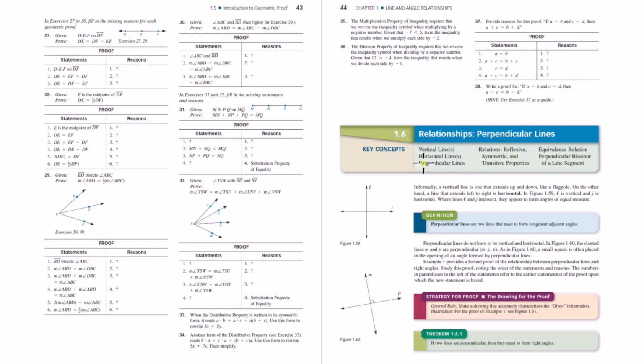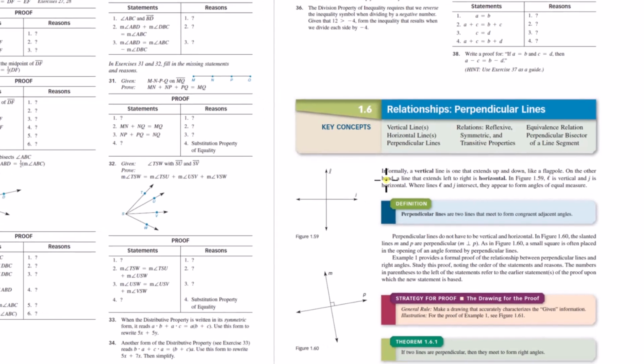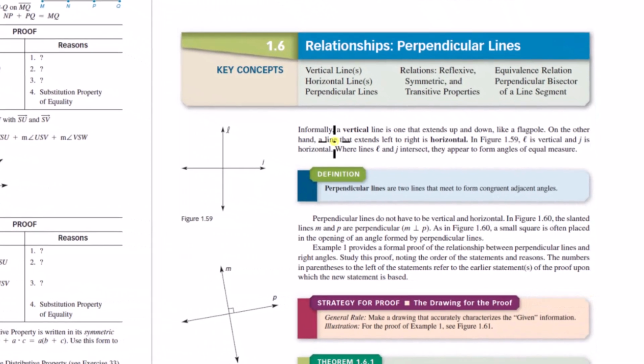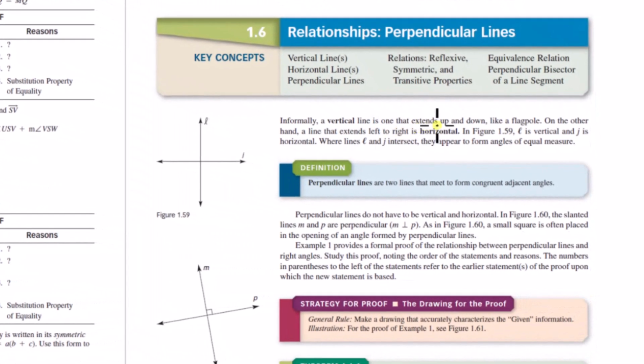Section 1.6 starts by saying, informally, a vertical line is one that extends up and down like a flagpole. On the other hand, a line that extends left to right is horizontal. In figure 1.59, L is vertical and J is horizontal. They're saying informally because if we're looking at this plane here, that's up and down, that's vertical, and left to right is horizontal.